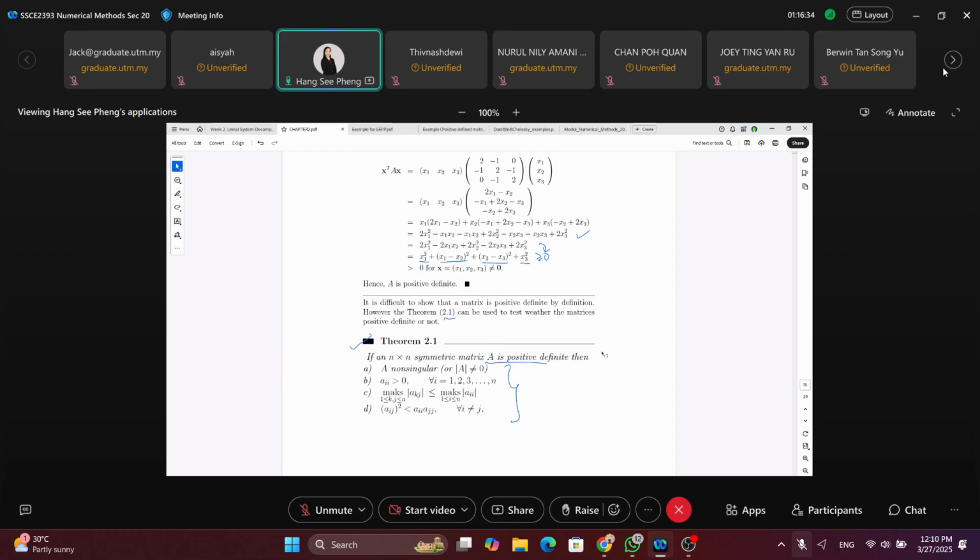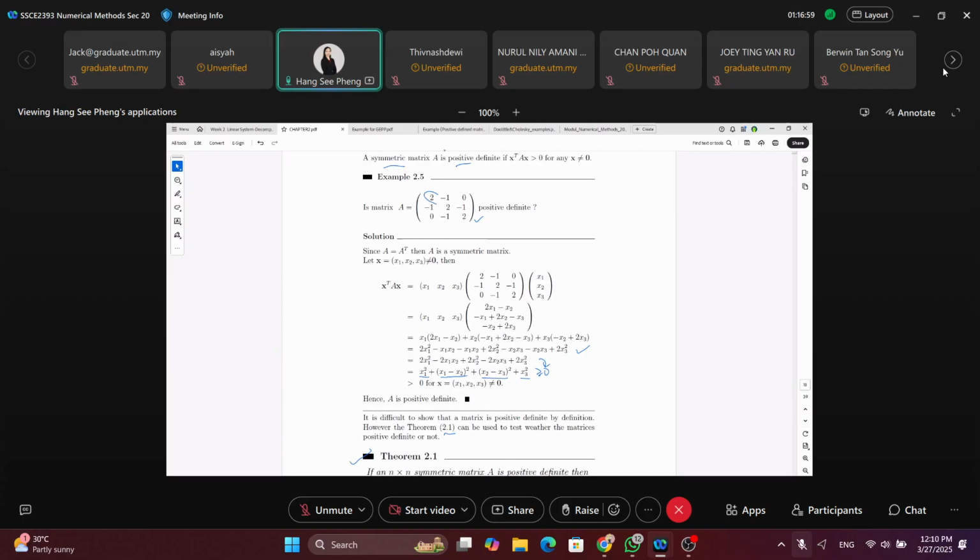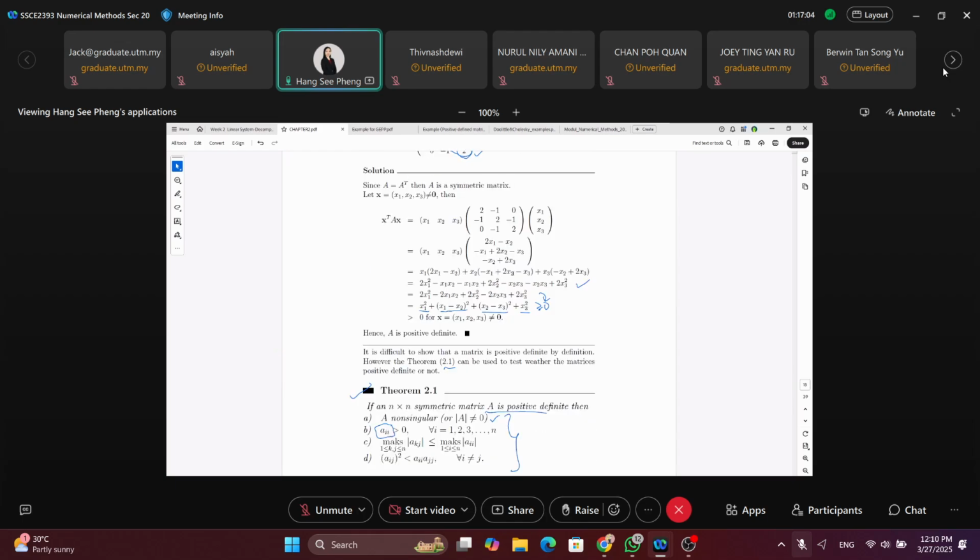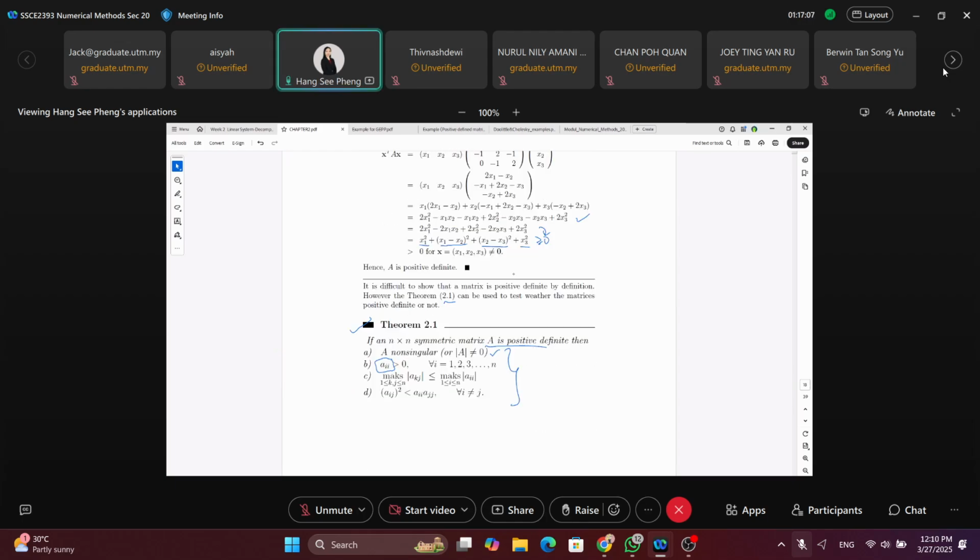So we go through them one by one. If A is positive definite, first of all, we have to make sure that A is non-singular. How do we check whether A is non-singular? We calculate the determinant. If the determinant is not equal to 0, then yes, this is a non-singular matrix. Then we check the diagonal. Are all the diagonal entries positive values? This is the diagonal: A11, A22, A33. They must all be greater than 0, meaning positive values. If yes, then you move to the next step.